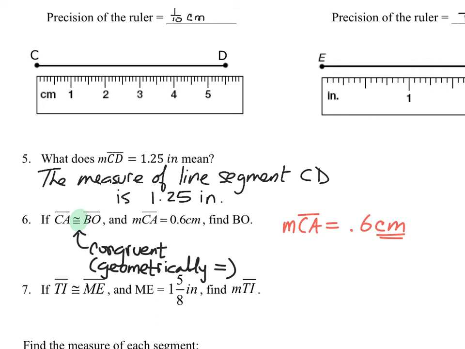If that's the case, and I know that those two line segments are congruent, as in their shape is the same, their distance is the same, then we can conclude, I'm going to draw three dots in the form of a triangle, which means therefore, the measure of CB is equal to 0.6 centimeters also.